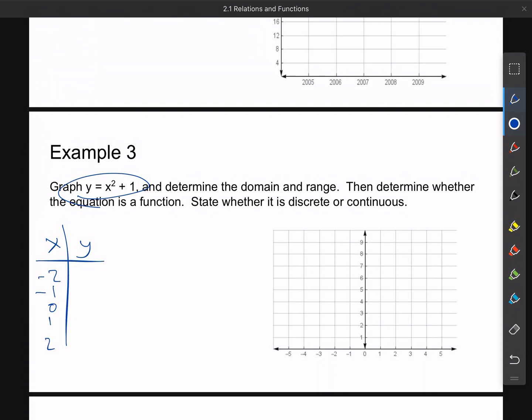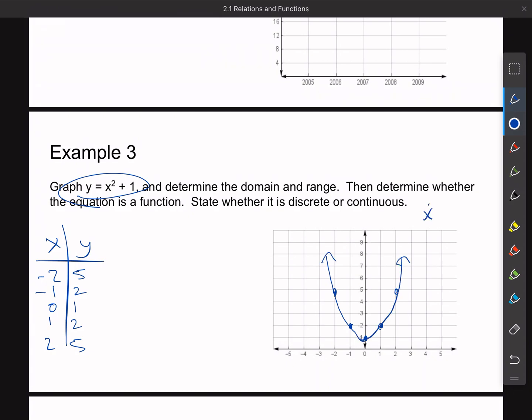So if I plug a negative 2 in here, negative 2 squared is 4. 4 plus 1 is 5. If I plug a negative 1 in, I get 1 plus 1, which is 2. Plug a 0 in, I get 1. Plug a 1 in, I get 2. Plug a 2 in, I get 5. So if I plot those points, (-2, 5) is here. (-1, 2) is here. (0, 1) is here. (1, 2) is there. And (2, 5) is there. I have a parabola. And notice it is a parabola.